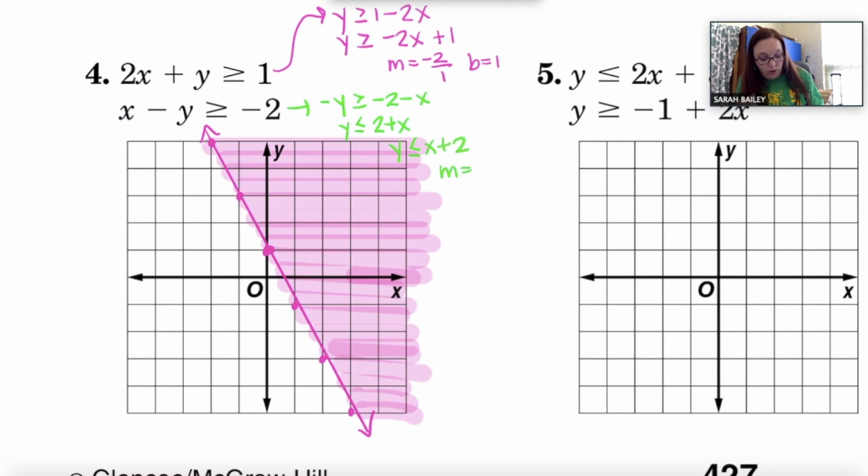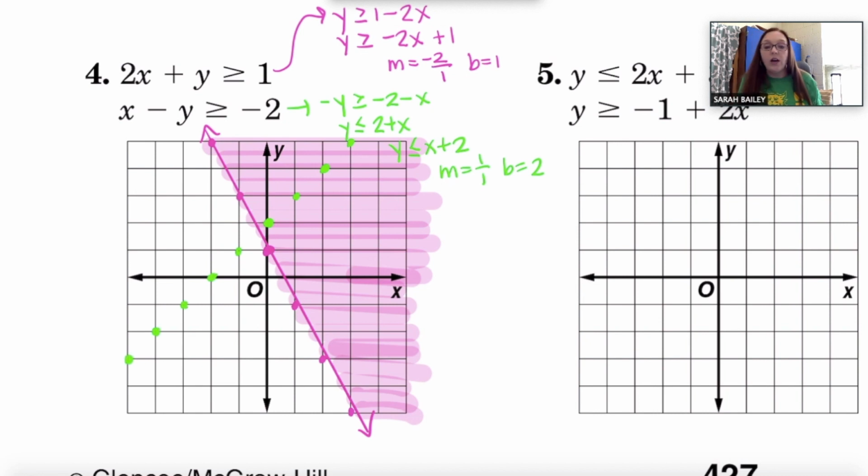So my slope here is 1 over 1. And my y-intercept here is 2. So I find 2 on the y-axis. And then my slope, use my slope to generate more points. So that's up 1, right 1. Or down 1, left 1.